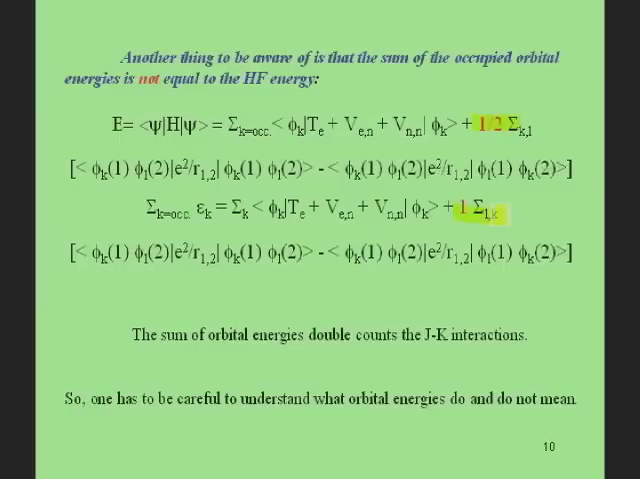So the bottom line is the sum of orbital energies is not the total Hartree-Fock energy of your molecule. You never want to do that, and the programs we use don't do that. But sometimes our friends in chemistry want to do that, and they don't mean that, because they have a double counting of the Coulombic interactions.